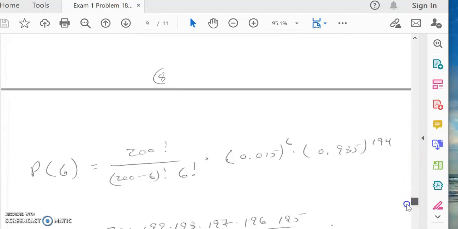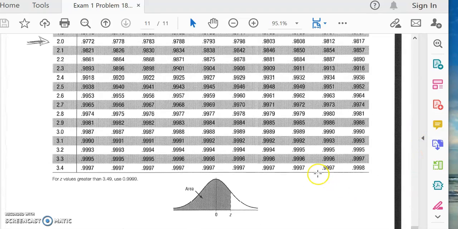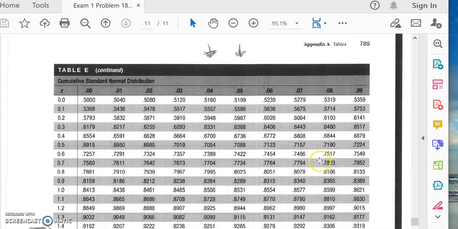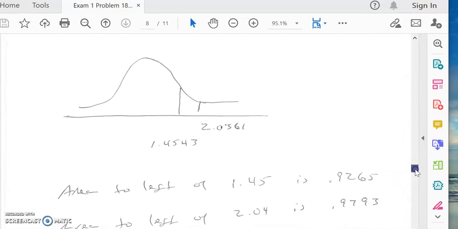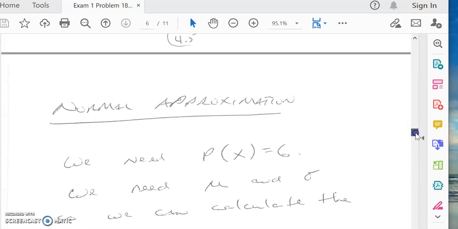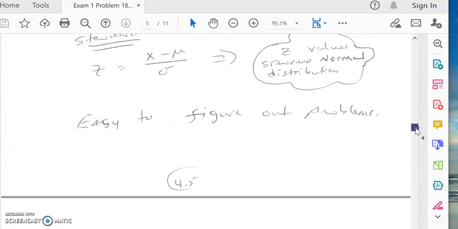How do we do it? We go to the tables. We have these tables that we're going to use that are right there in the book. So that's why we learn how to use these tables, because they're just so much easier to solve the problems.